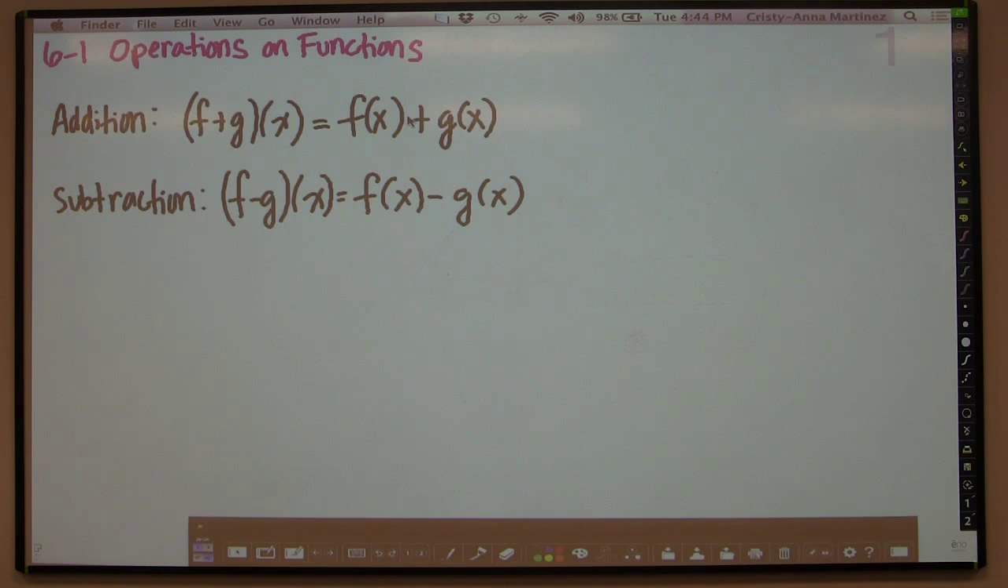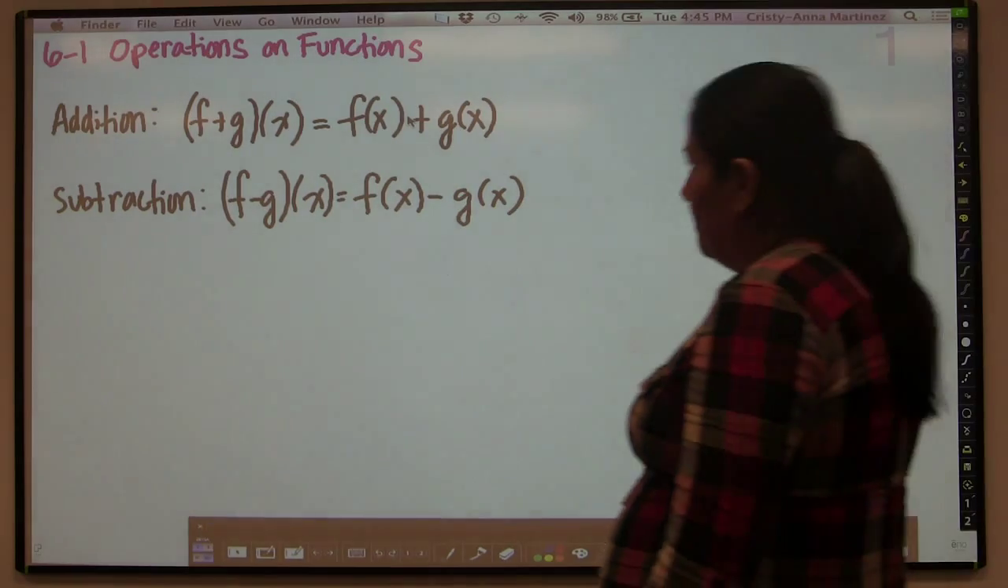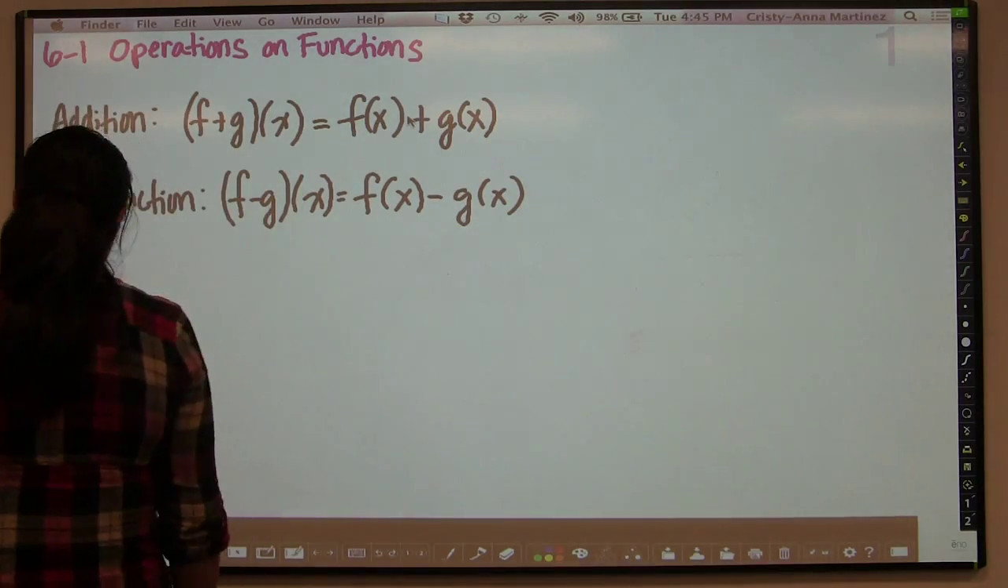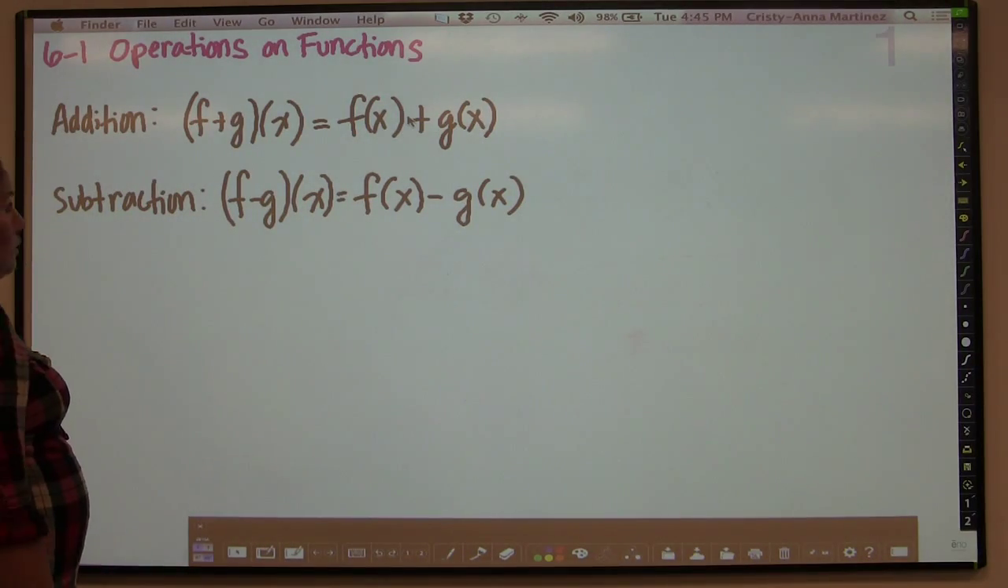And today we're talking about operations on functions. Just like you can add, subtract, multiply, and divide numbers, you can also add, subtract, multiply, and divide functions. So we're going to do addition and subtraction first, and then we will progress to multiplication, division, and even one called composition. So, addition. First of all, I just wanted to make sure that you understand the notation.